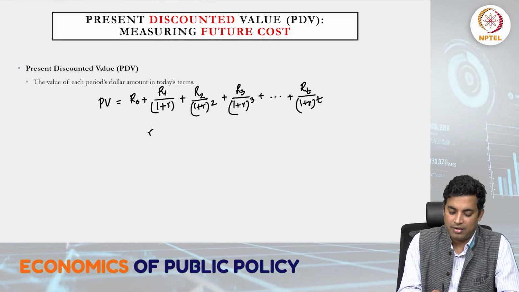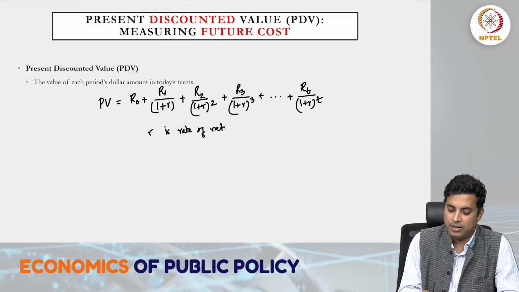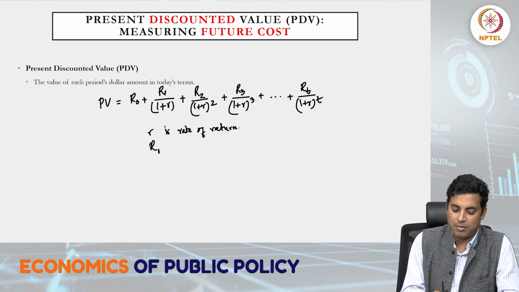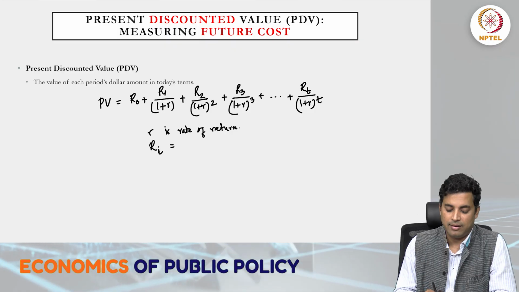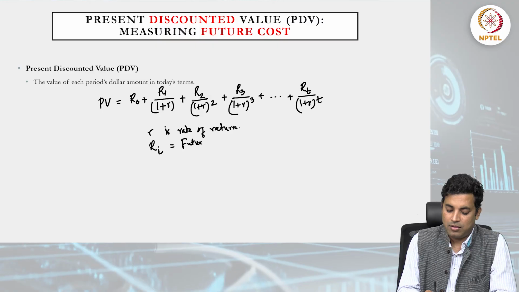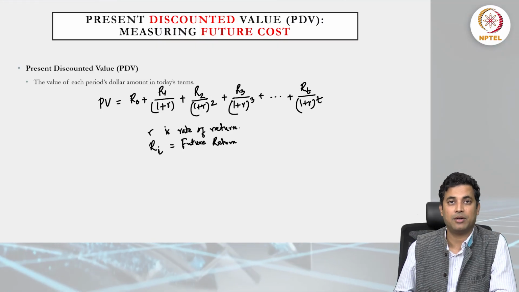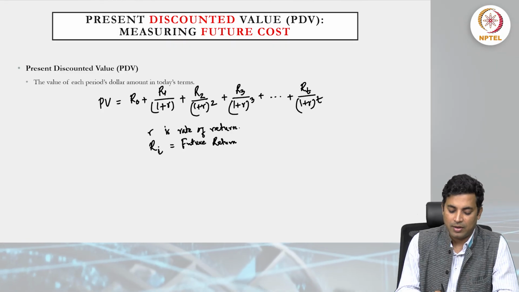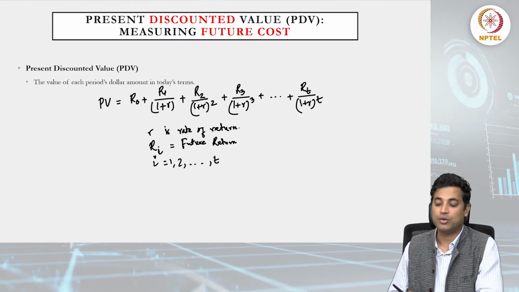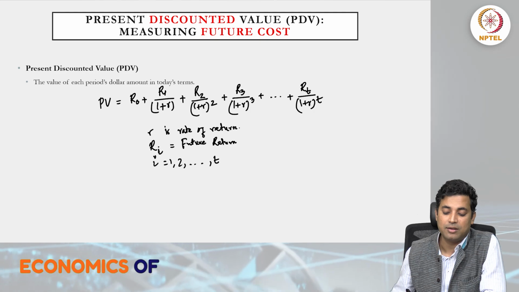So R is the rate of interest, and capital R sub i is the future return that we are expecting from the present investment, and of course i equals 1, 2, up to T. So this is how we calculate the present discounted value.